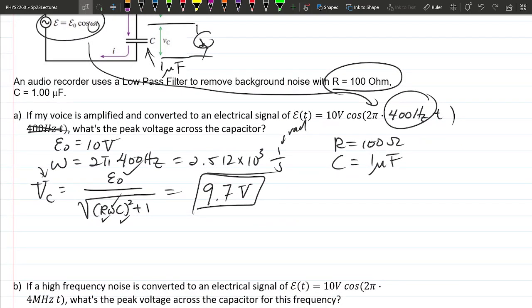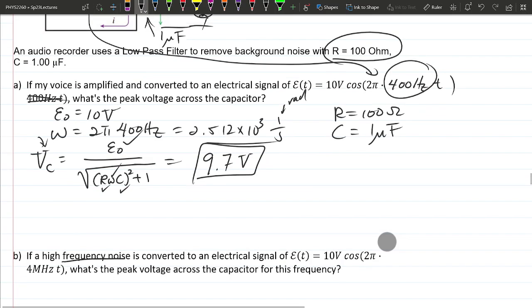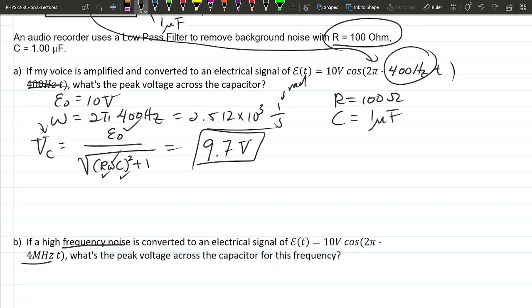Let's see what happens if we have a high frequency noise. Let's say some noise in this room, like 4 megahertz. So it's probably some sort of electronic noise that you don't want to listen to. What is the peak voltage across the capacitor for this particular frequency?